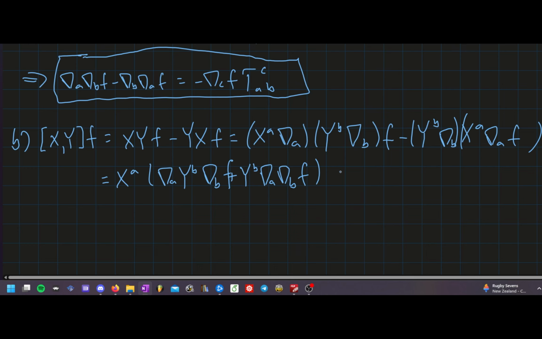And so those are the first two terms, and then we're going to have minus another product rule with this yb out front. So we're going to have one term like this, nabla b xa, nabla a f, plus xa nabla b nabla a f.